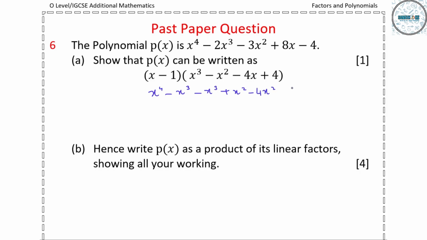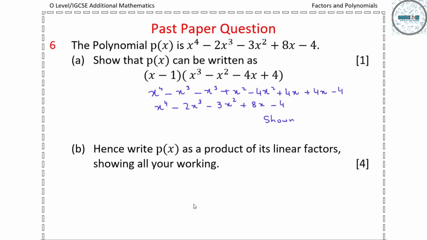Minus 1 multiplied by minus 4x is plus 4x. X multiplied by 4 is plus 4x. Minus 1 multiplied by 4 is minus 4. Let's simplify: x power 4 minus 2x cubed minus 3x squared plus 8x minus 4. So it's shown that p of x can be written in this form.